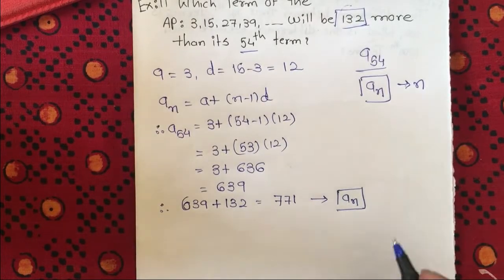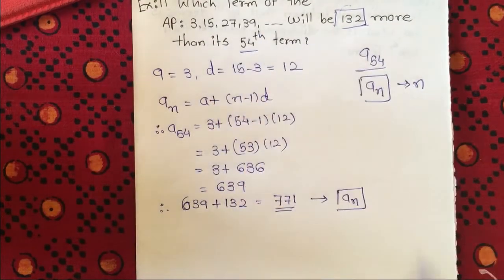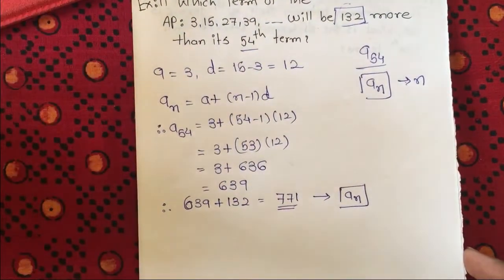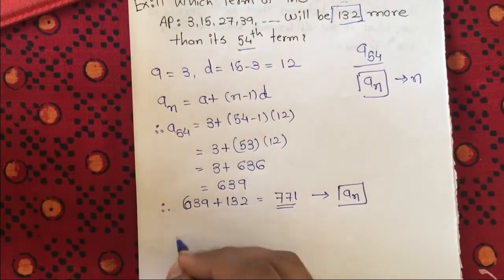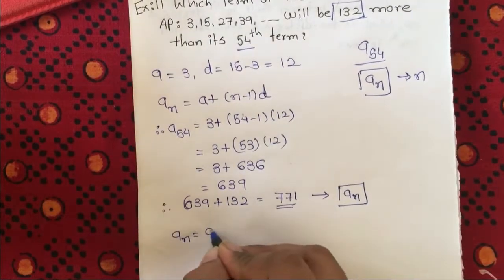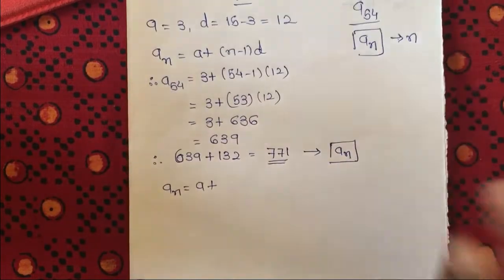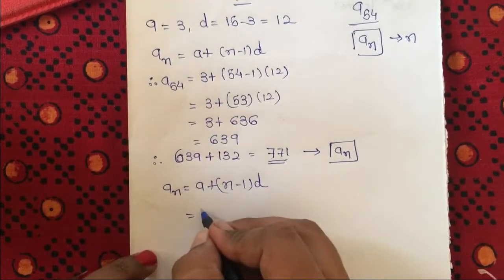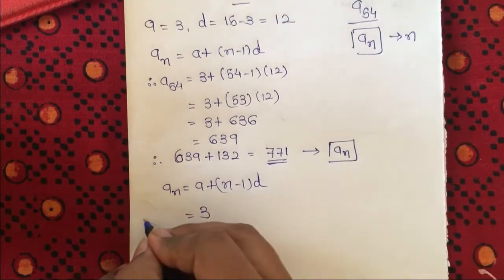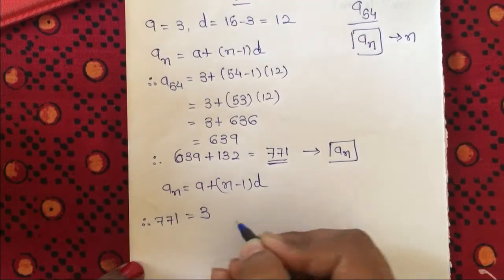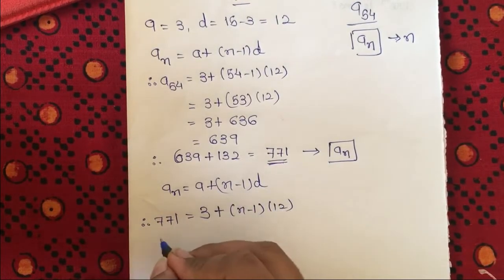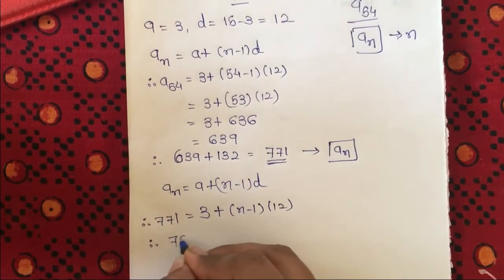ओके, सो नाउ वी हैव टू फाइंड कि ये कौन से नंबर का टर्म है इन दिस पर्टिकुलर AP. इज दैट क्लियर? सो वी हैव टू फाइंड द टर्म ऑफ द AP विच इज़ 771. ओके, so we use this formula, that is general formula, AN is equals to A plus N minus 1 into D. Okay, so A था हमारा 3 and AN is given 771. So this 771 is equals to A plus N minus 1 into 12. Okay, so this is 768.